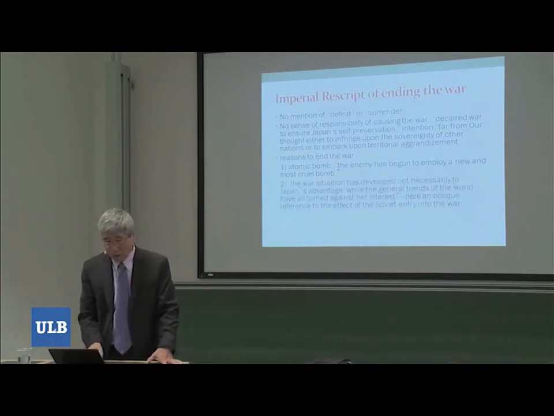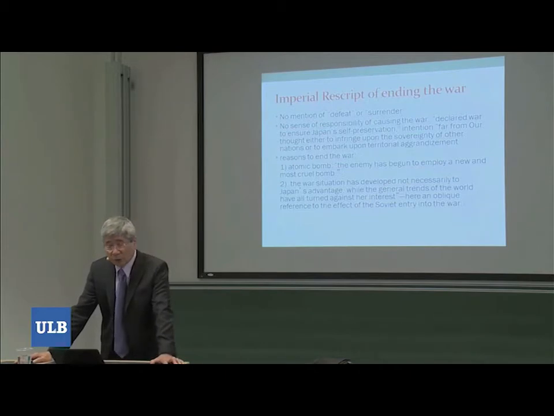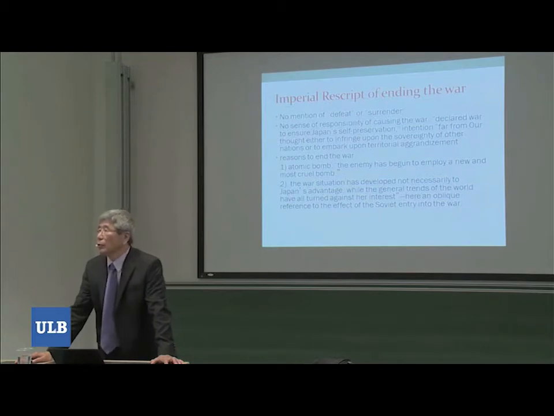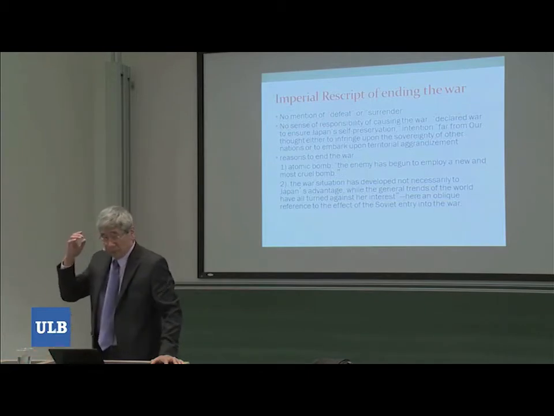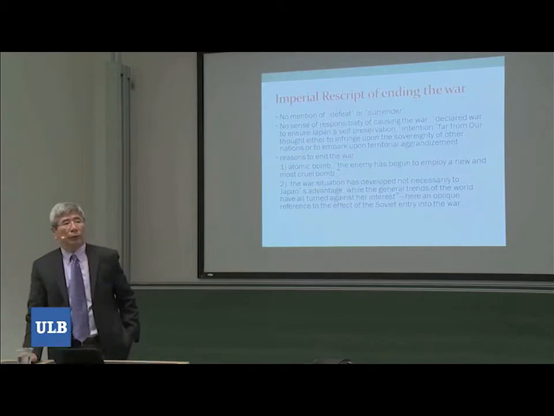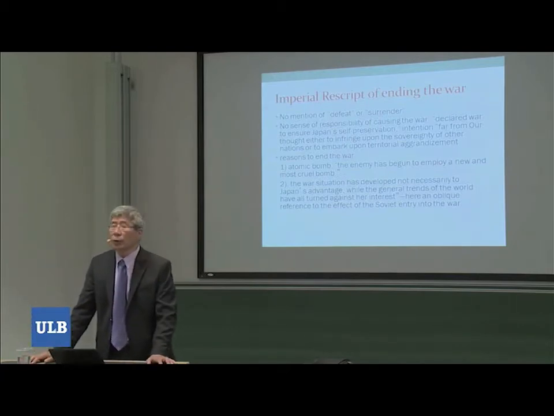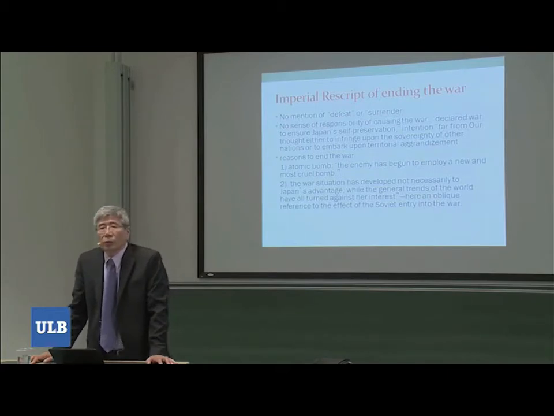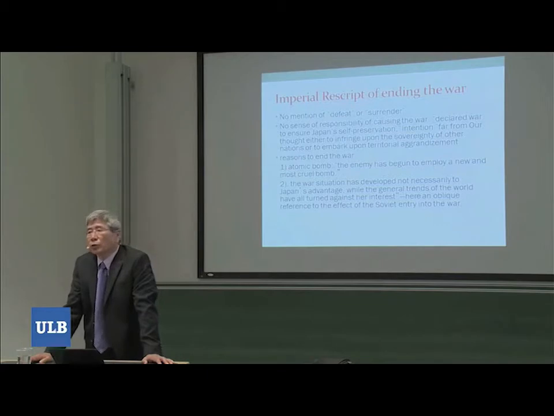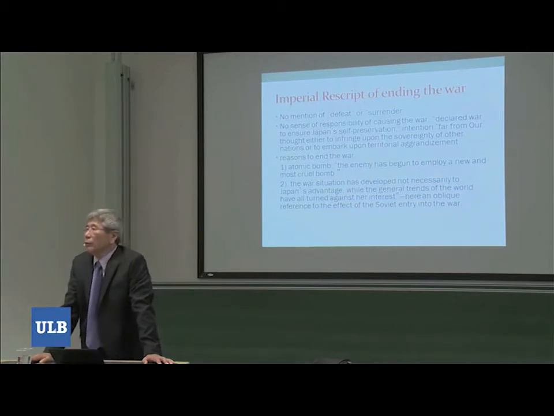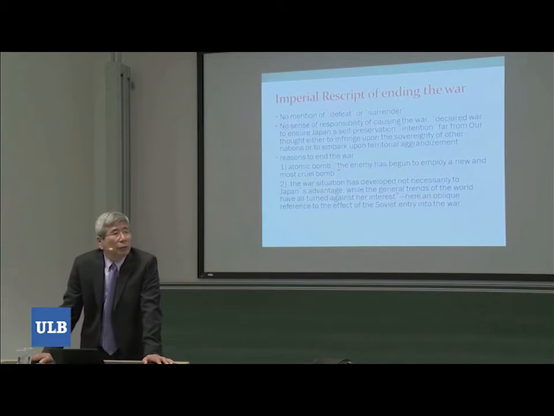And yet, if you take a look at this, he had this passage, the war situation has developed not necessarily to Japan's advantage, where the general trends of the world have all turned against her interest. It is an oblique reference to the Soviet entry into the war. By the way, this is not the only imperial rescript that the emperor issued in August. Two days later, he issued another, an imperial rescript to the soldiers and sailors, in which, very strangely, he made no reference to the atomic bomb, only to the Soviet entry into the war.